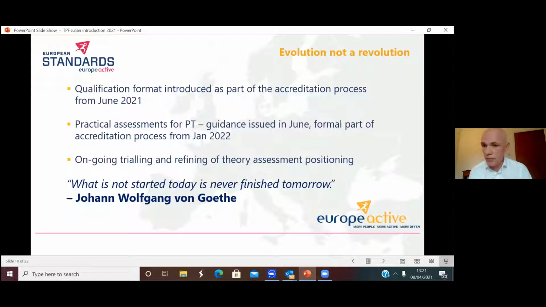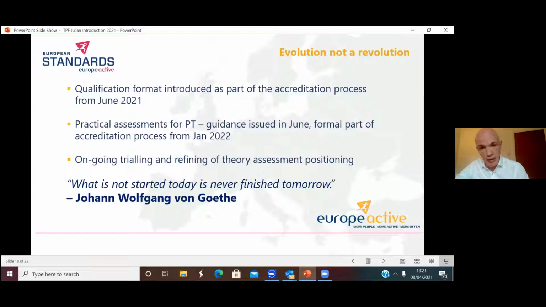So the qualification format I've talked about is going to be introduced as part of the accreditation process from June 2021. So you will be able to refer to that. I think that will make your life a lot easier because it will be a lot clearer what you need to actually do.